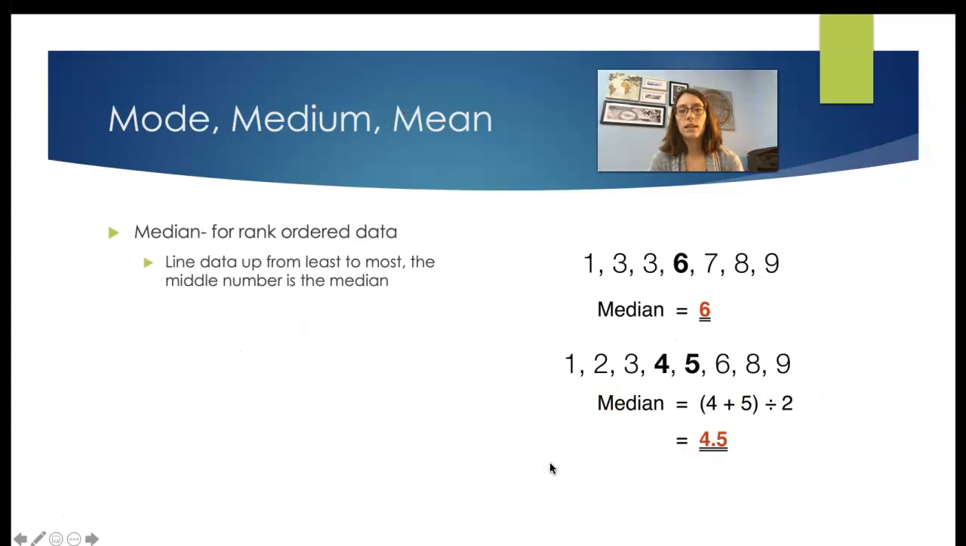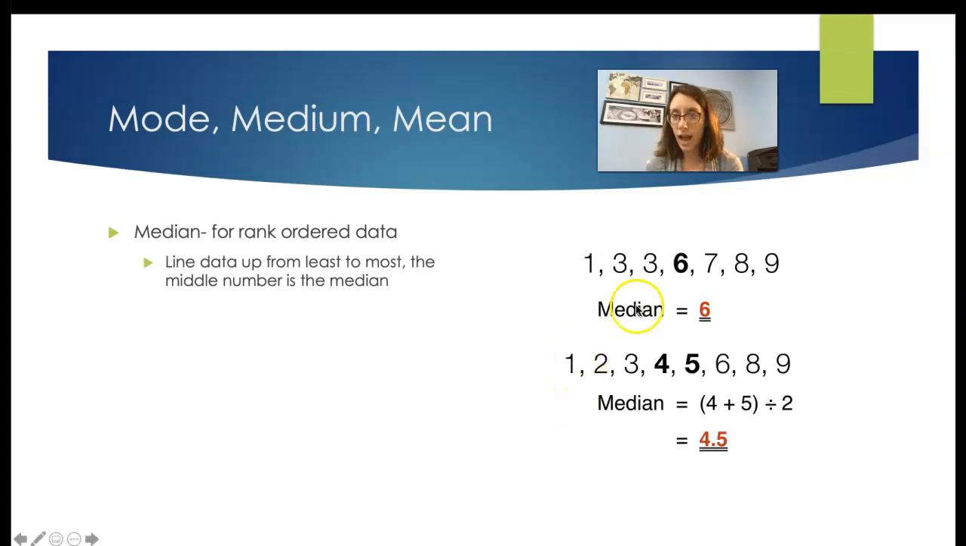A median is for rank-ordered data only. You can't have a median in nominal data, for example. There is no median between a male and a female. There's no median between an Abigail, a Sean, and an Emily. It has to be a rank-ordered object for it to exist. So you line the data up from the least to the most, and then the middle number is the median.